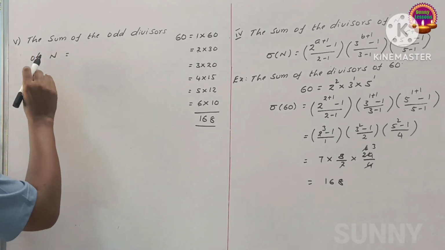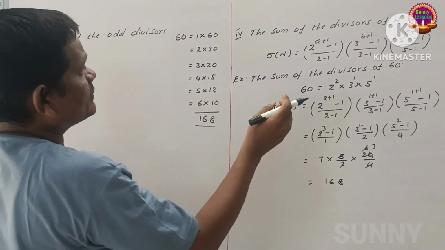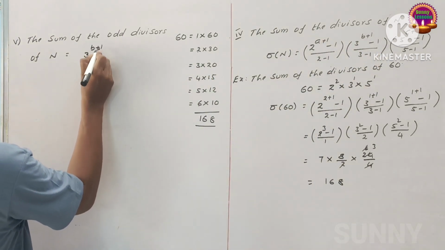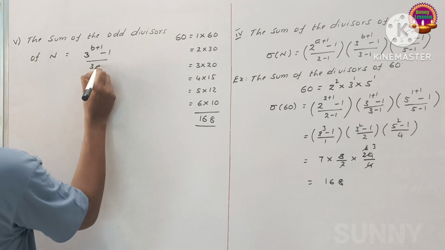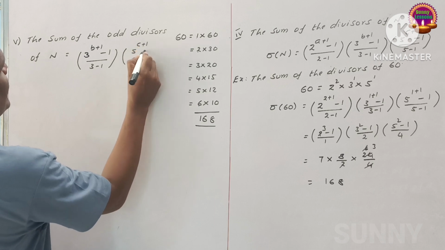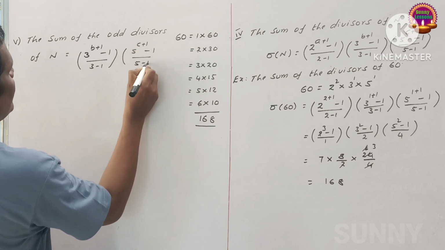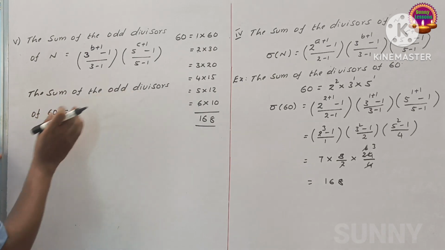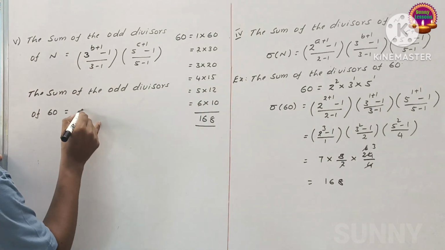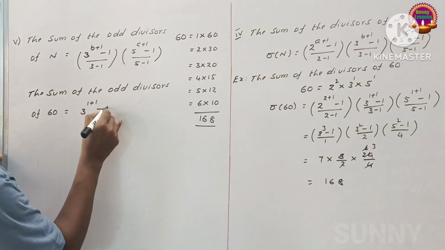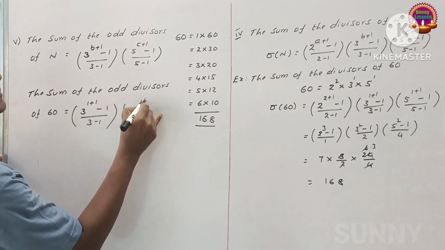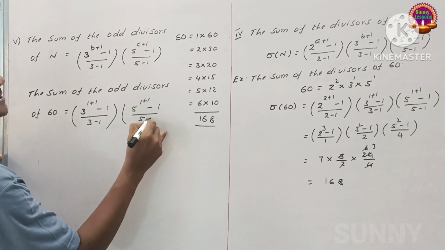The sum of the odd divisors of n: that's why we have to take from 3. It is (3^(b+1) - 1)/(3 - 1) into (5^(c+1) - 1)/(5 - 1). The sum of the odd divisors of 60: here we have to take the odd numbers. So (3^(1+1) - 1)/(3 - 1) into (5^(1+1) - 1)/(5 - 1).